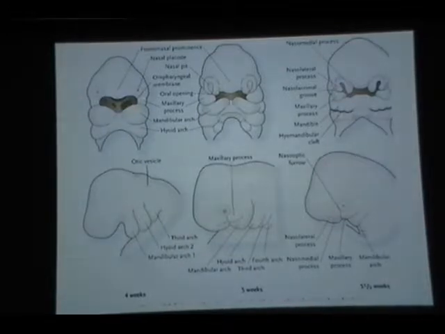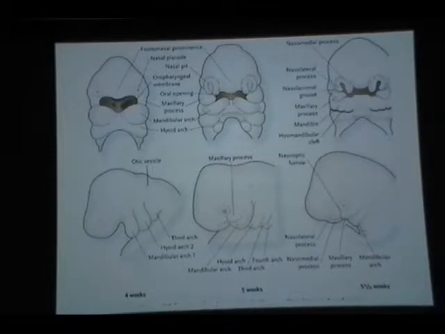The maxillary process here never makes it to the ventral midline. It does articulate with the frontal nasal prominence. It articulates on either side. Also, the frontal nasal prominence starts to produce 2 structures called nasal placodes. These are thickenings of the ectoderm in the frontal nasal process.